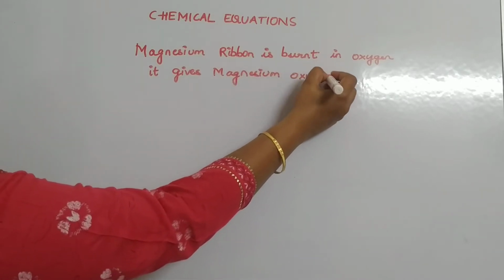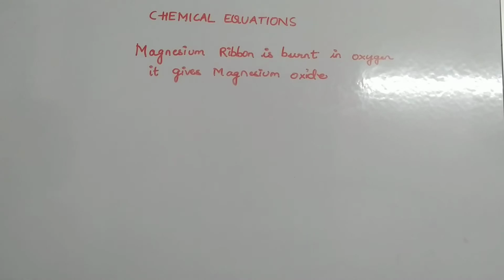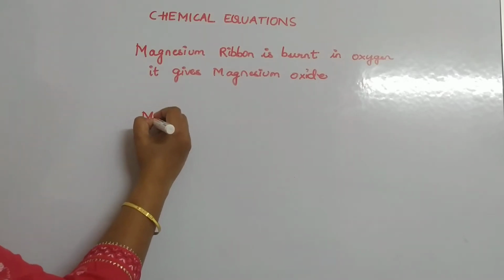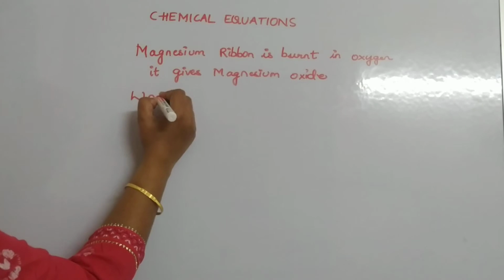But don't you think it's quite a lengthy process to write a sentence each and every time for any reaction? So that is why there is a short method to write a chemical reaction. For example, can we write it like this? And that is basically called a word equation.